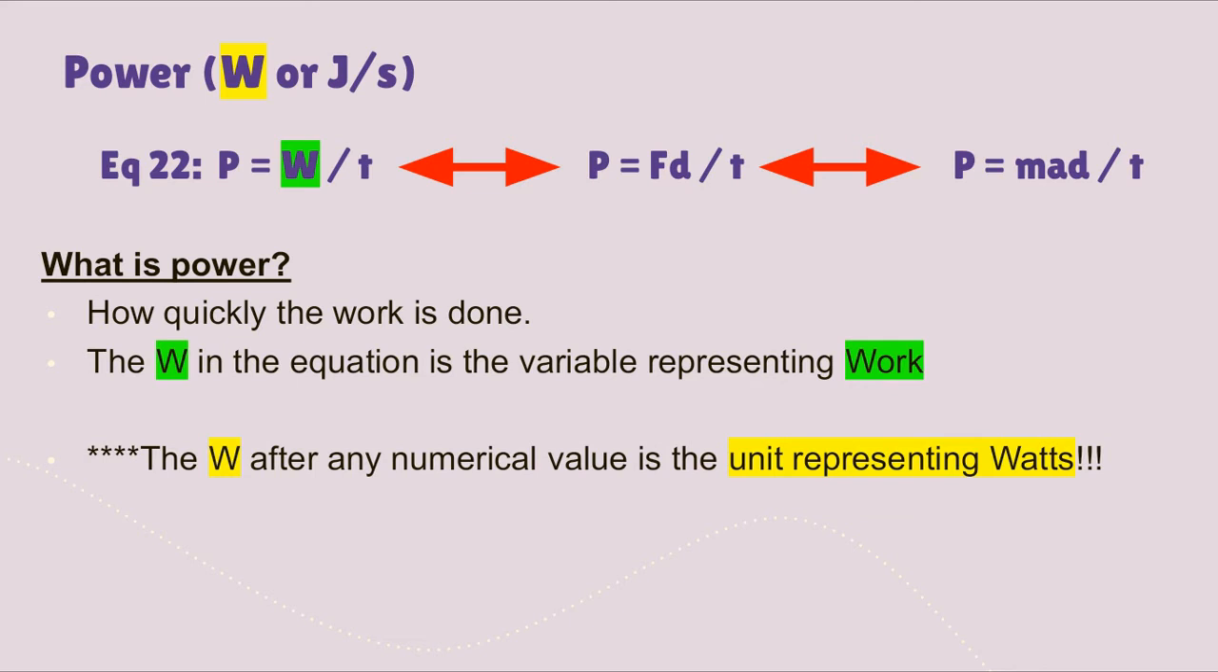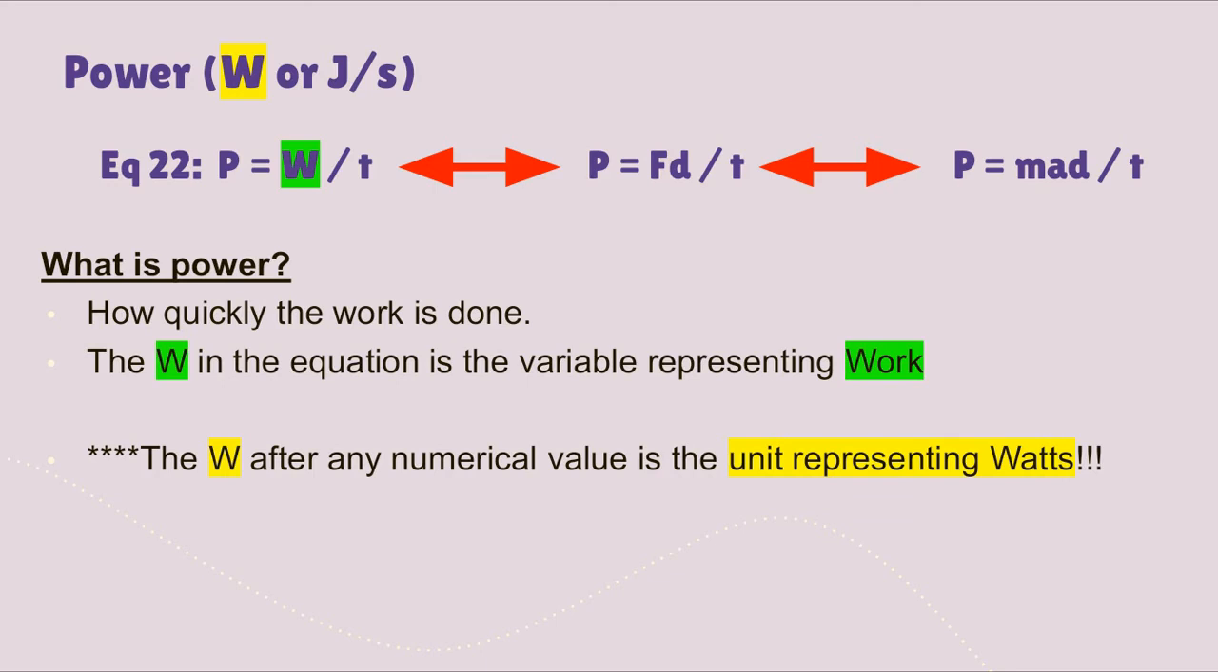Now, in the green one, in the equation, that W is the variable representing work. What's highlighted in yellow would be what would come after numerical values, and that represents the units of power. So make sure you don't get this confused. Equation number 22, power is equal to work divided by time.